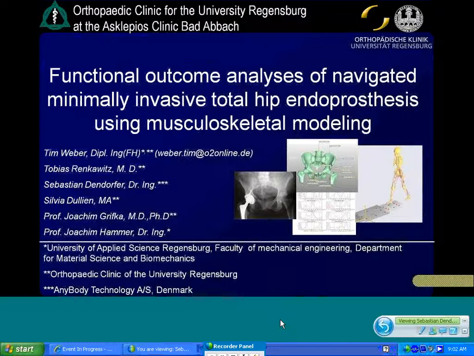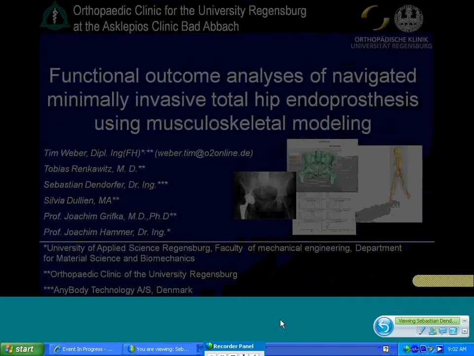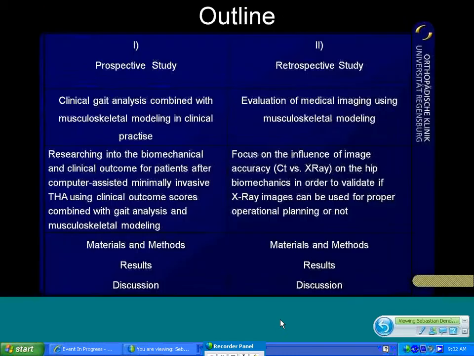First of all, I want to give you an outline of what we will be discussing today. The first part is a prospective study, which is about the clinical gait analysis combined with musculoskeletal modeling in clinical practice. We were researching the biomechanical and clinical outcomes of patients after computer-assisted minimally invasive THA using clinical outcome scores combined with gait analysis and musculoskeletal modeling. The second part is a retrospective study, which will be discussed later on.